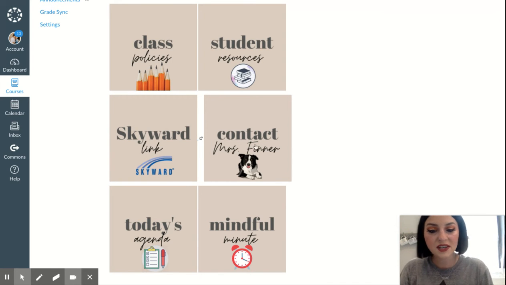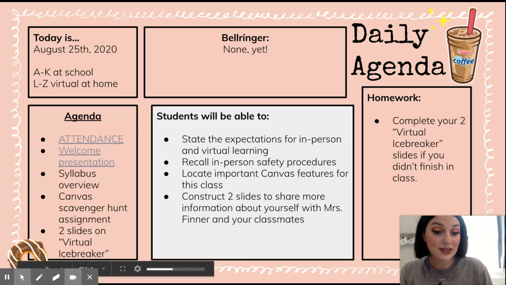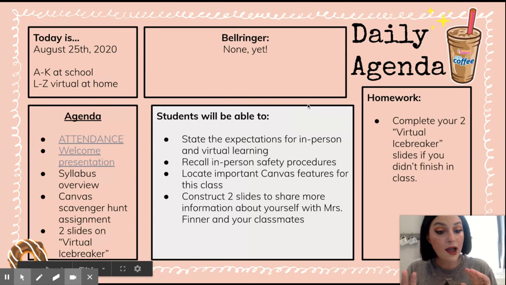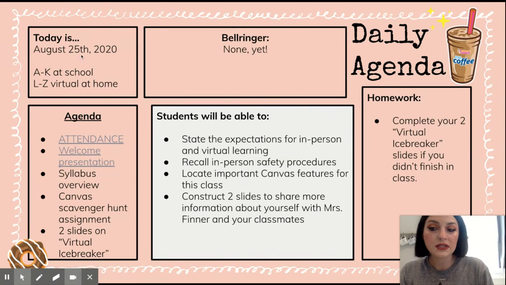We went through my contact information, and then maybe you're a remote or virtual learner, and you're wondering what are we doing today? You click today's agenda. That's going to take you to this screen. This is a live document. So at the top left corner, I will have the date, and then what alpha, if you are a hybrid student, is at home versus at the school building.